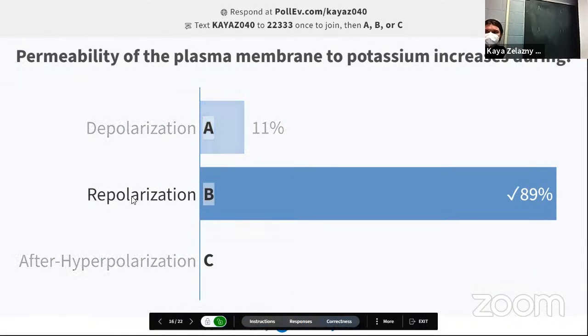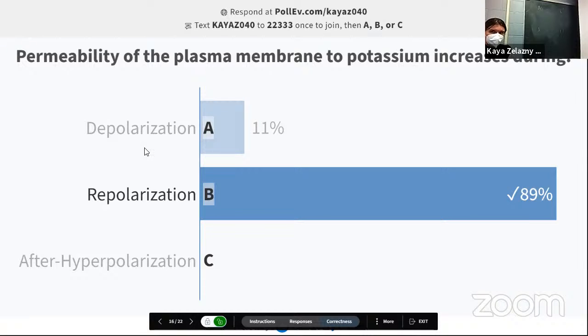Our answer here is repolarization. Permeability of the plasma membrane means how easy it is for something to get through it. So we're trying to figure out when it is easier for potassium to go through the membrane. That's during repolarization, which is why we are going down on the graph, right?